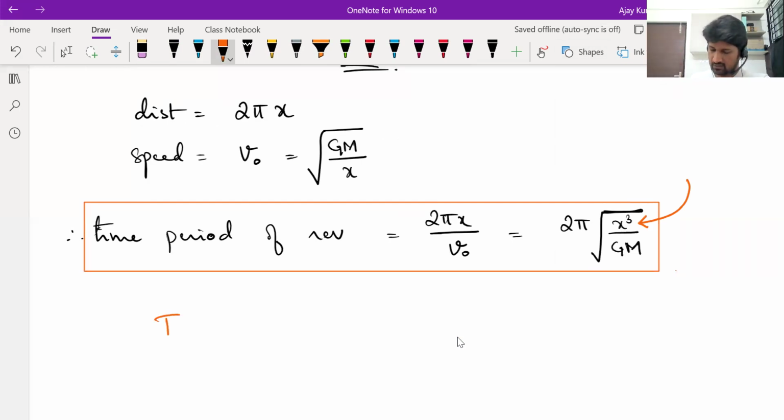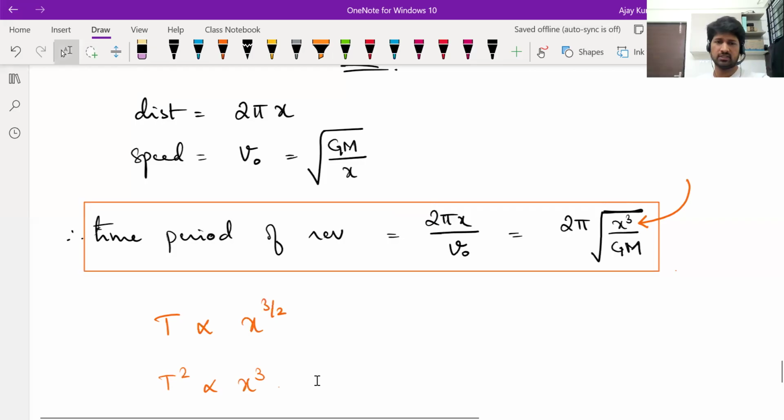So time period is proportional to x power 3 by 2, where x is the radius of the orbit in which the satellite revolves. And if you square on both sides, you can also say T square is proportional to x cube. Square of time period of revolution of a satellite is proportional to cube of radius of revolution of the satellite.